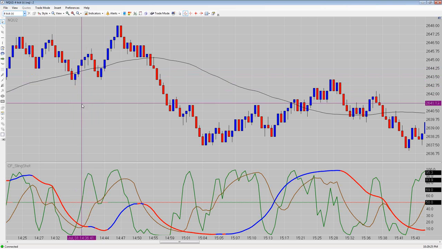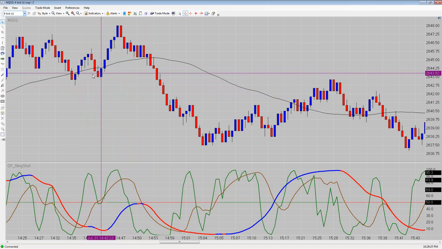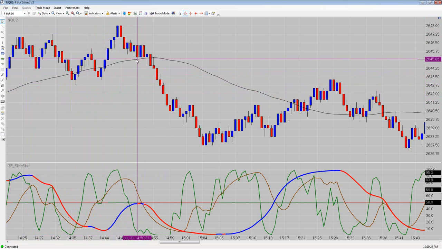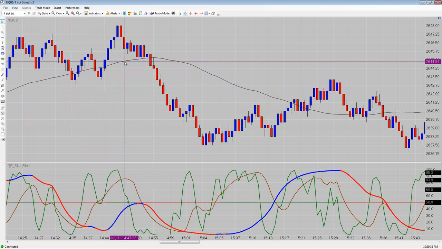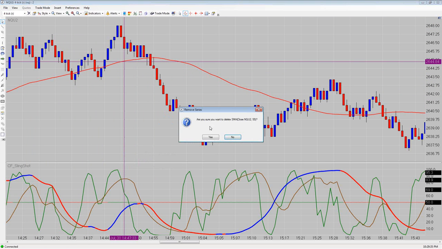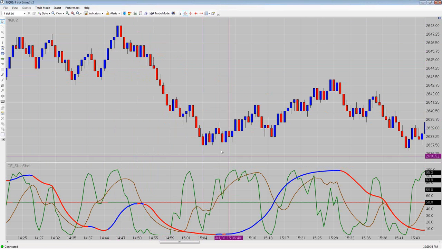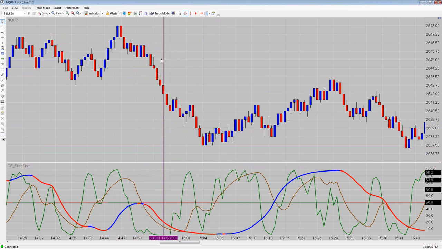Alright, I'm going to go through some steps here on how to trade the NQ 4-tick range. The first thing that I'm going to do is show you how to trade it with no indicators on your price. Alright, you can trade it without even looking at price.